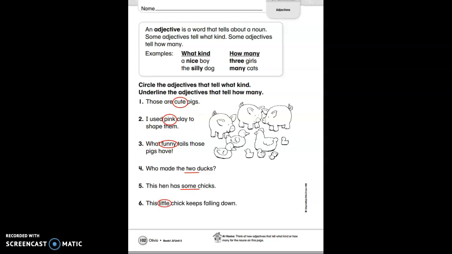Today we learned about adjectives. And adjectives, we learned, tell about a noun.